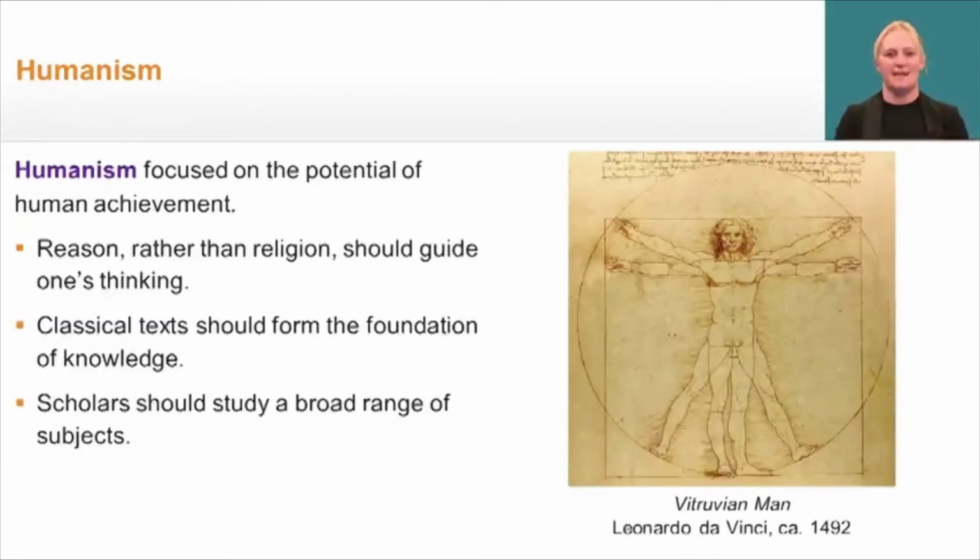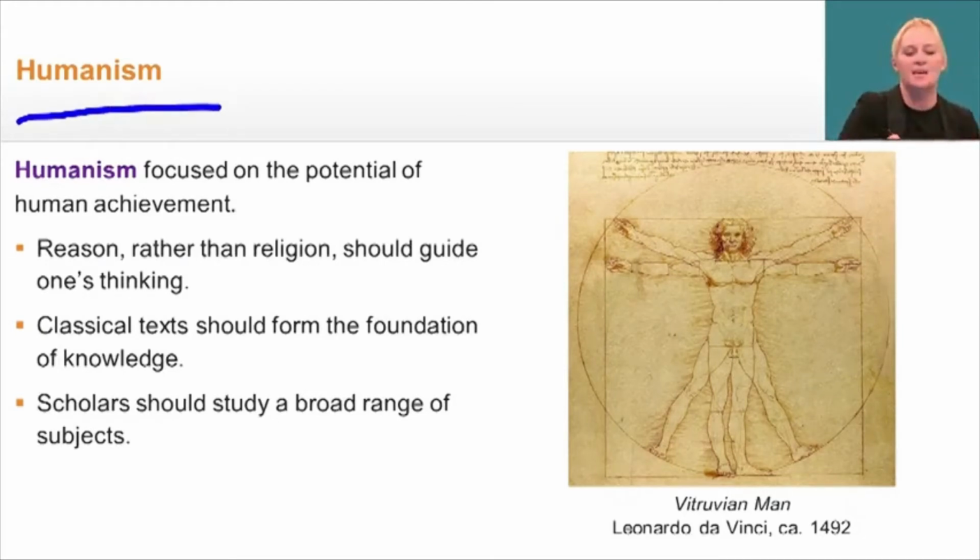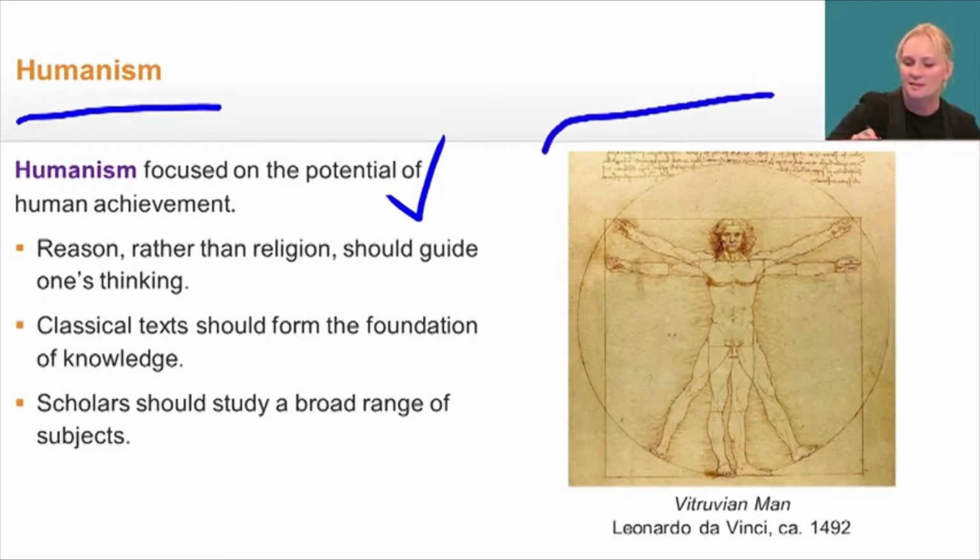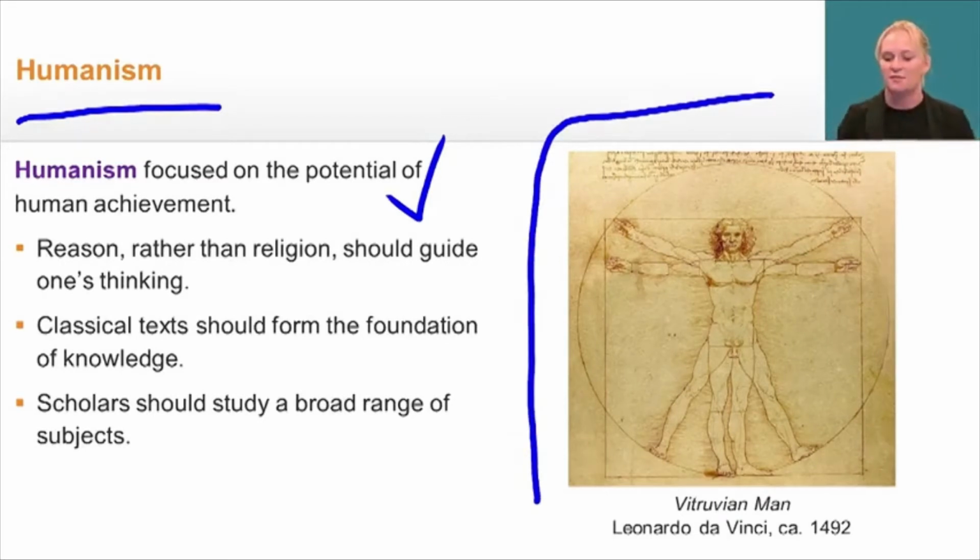So to really understand what I mean when I'm talking about classical education, or hearkening back to the Greeks and the Romans, the first word that I want to focus on is humanism. And humanism focused on the potential of human achievement, the idea that all men could be capable of doing great and wondrous things. I want you to look over here. This is a drawing by Leonardo da Vinci called The Vitruvian Man. And it just points out how people's interest in the human body was expanding during this time.